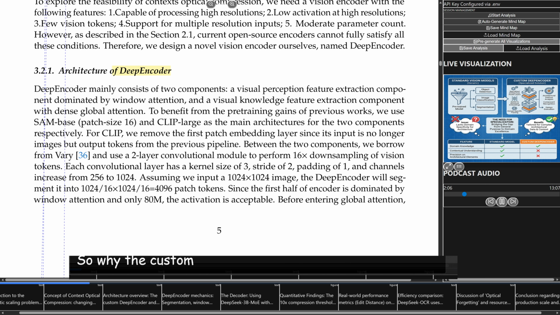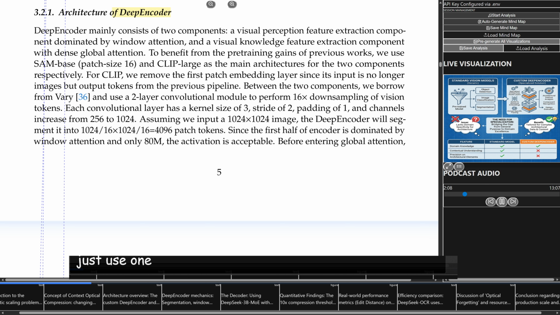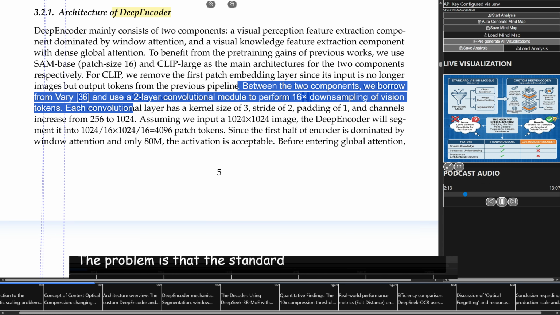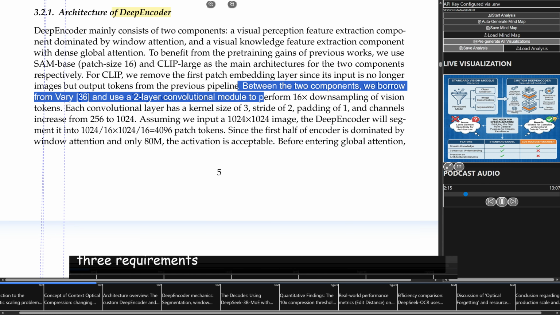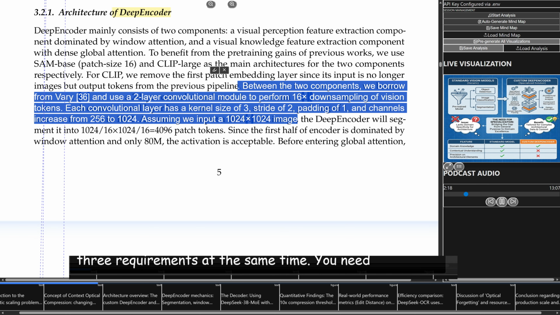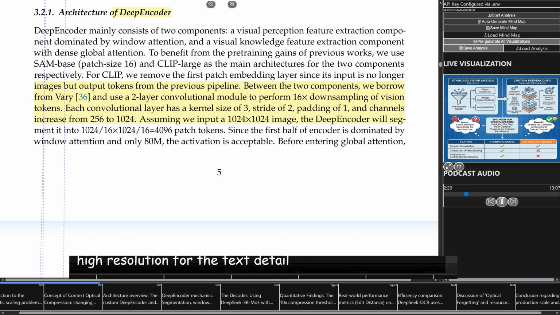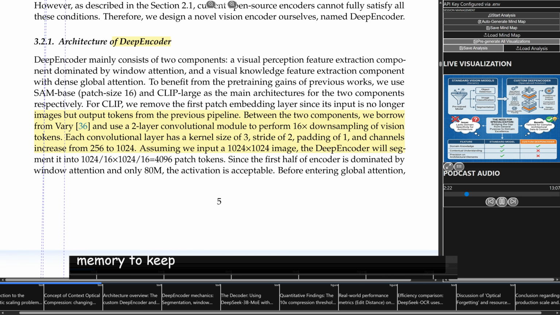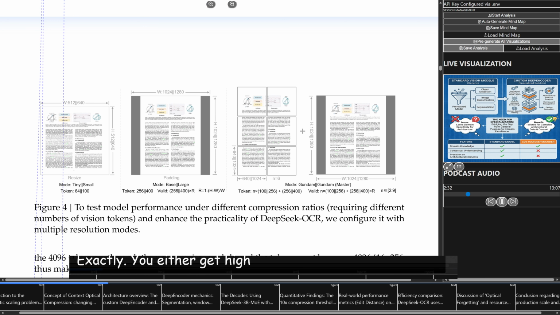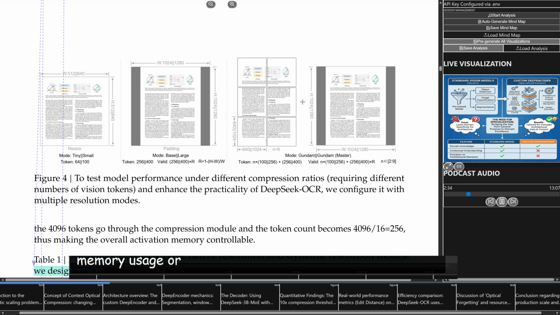So why the custom DeepEncoder? I mean, couldn't they just use one of the high-res tiling approaches that are pretty common now? The problem is that the standard encoders fail to meet three requirements at the same time. You need 1, very high resolution for the text detail, 2, very low activation memory to keep things manageable, and 3, a low fixed number of output vision tokens. And the standard models force you to pick one or two of those, but not all three. Exactly. You either get high resolution with insane memory usage, or you break the image into so many tiny pieces you end up with thousands of vision tokens anyway, which completely defeats the purpose.